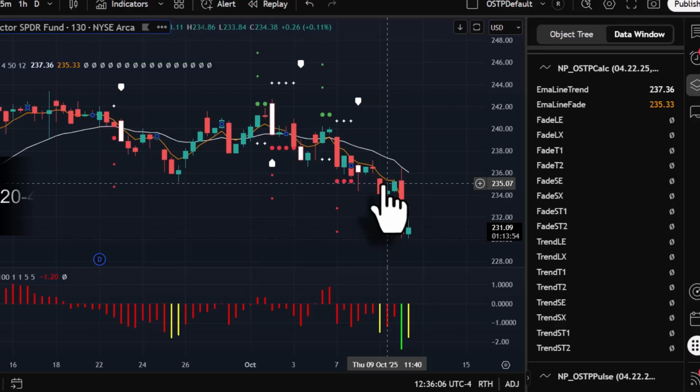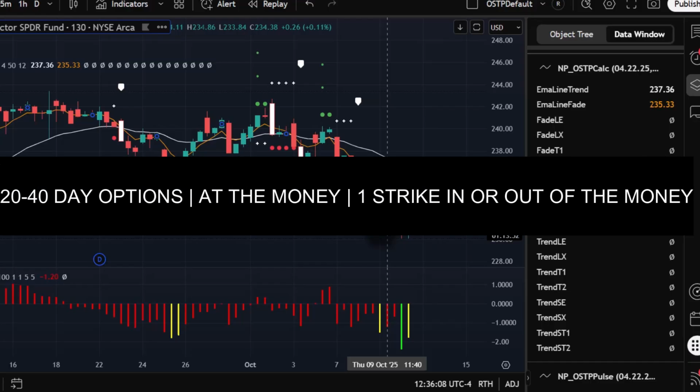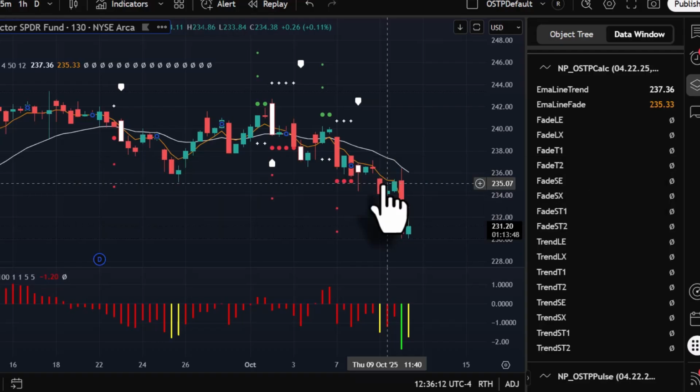So again, stick with the 20 to 40 day options. Try to go at the money or one strike in or out of the money. You're going to be far better off long term.